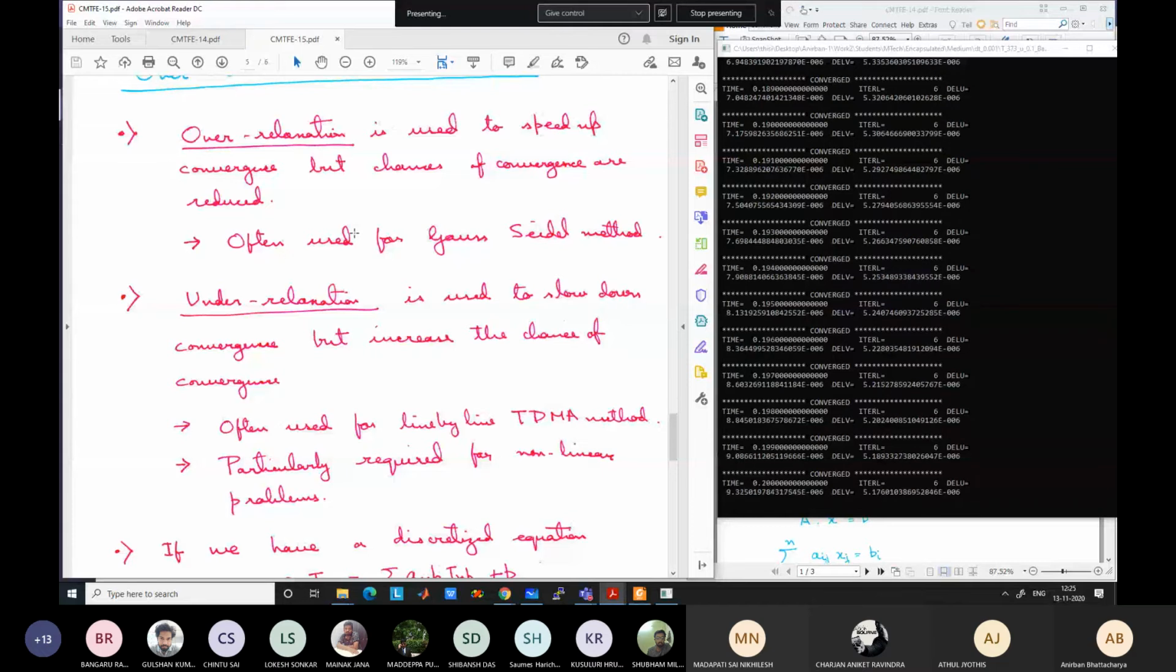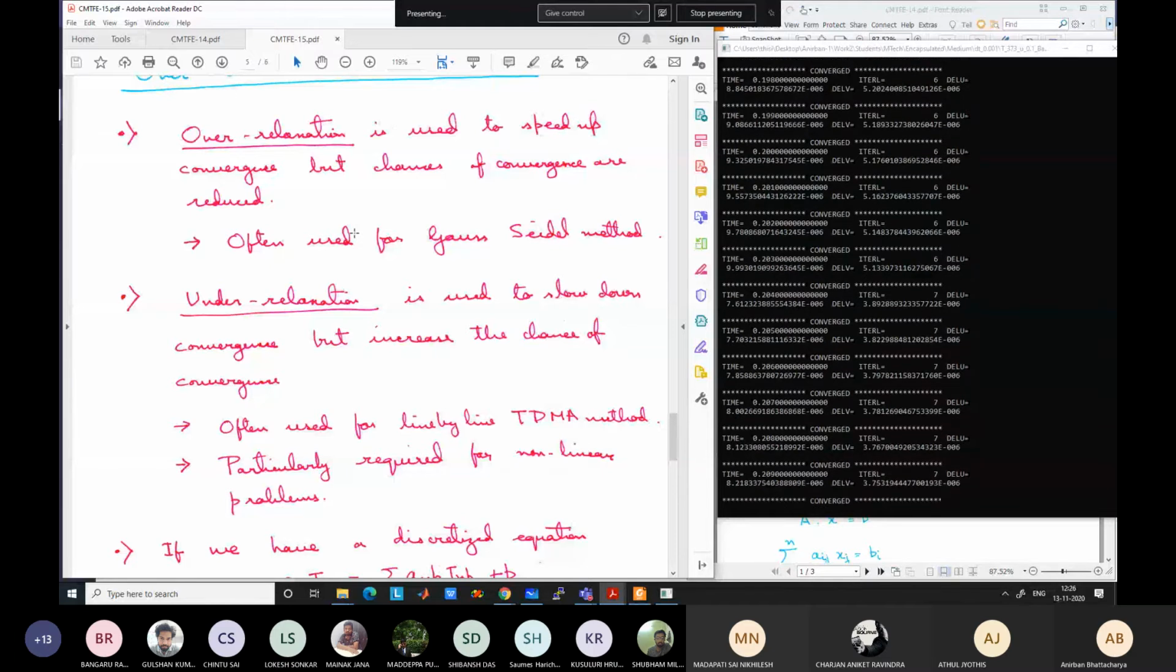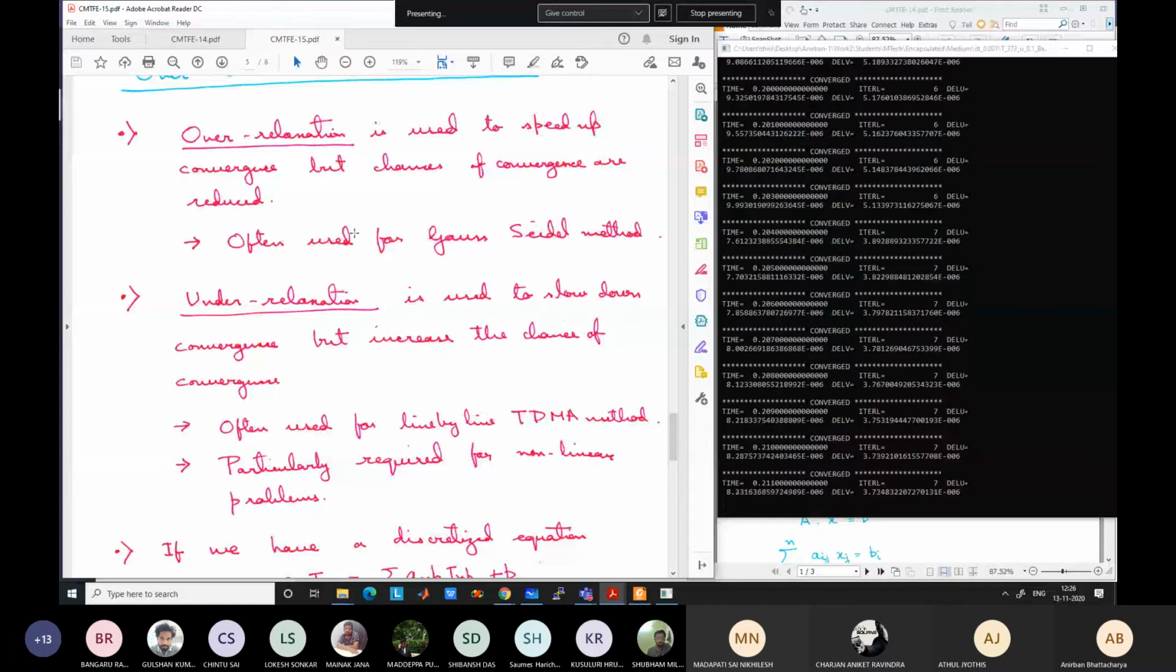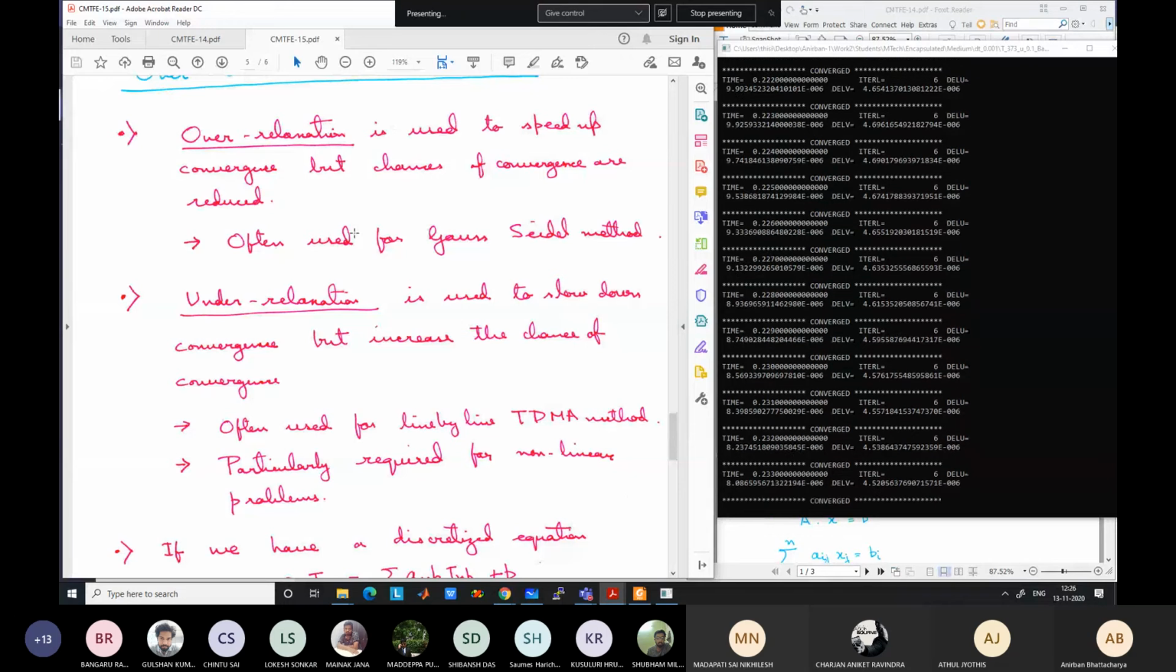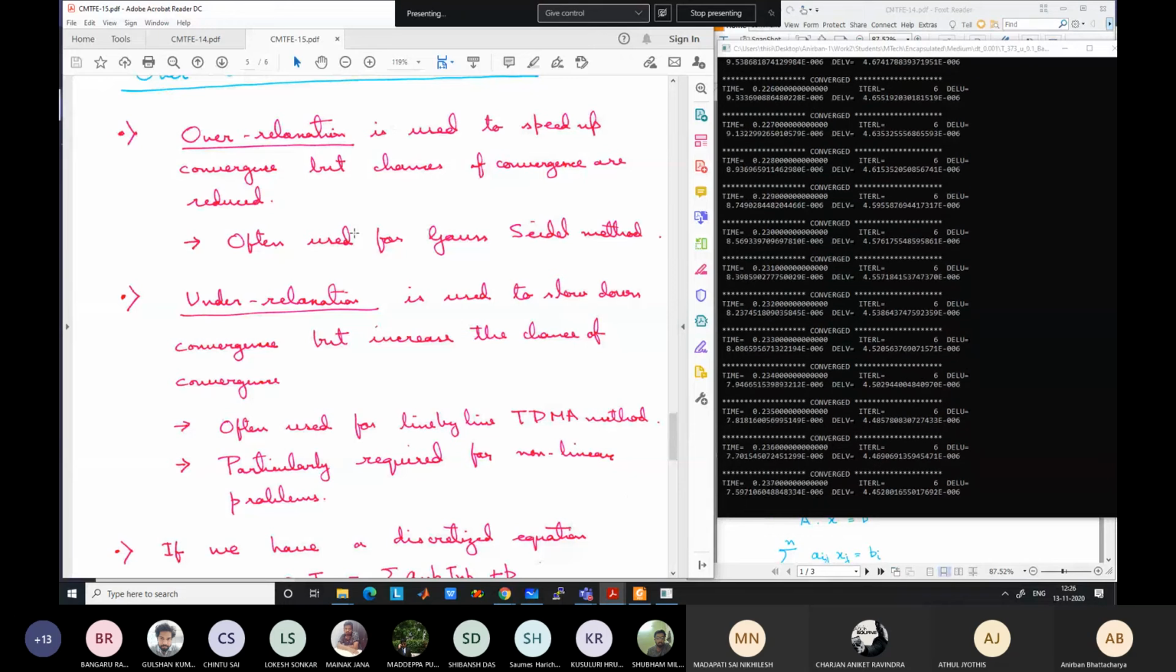If you have a highly nonlinear equation like the momentum equation, or some other nonlinear equation, say the energy equation can become nonlinear if the conductivity is dependent on temperature, or the source term is a nonlinear function of temperature, then in those types of problems it is better to slow down the convergence so that in each iteration the change is smaller. Slowing down the convergence means in each iteration the change will be smaller than expected, so the chances of convergence will increase.